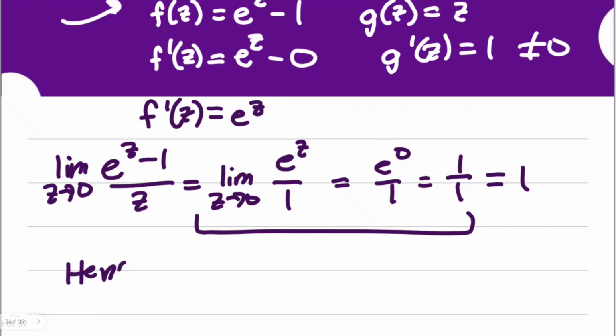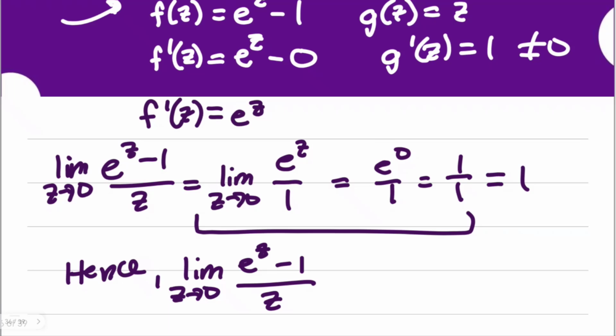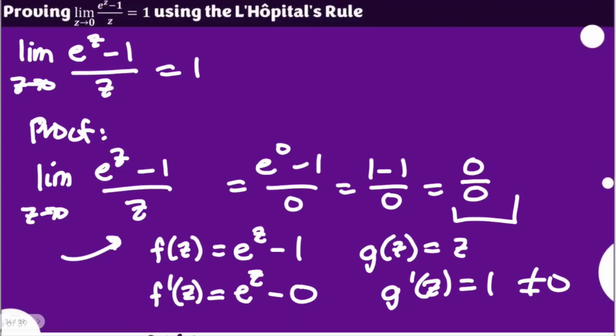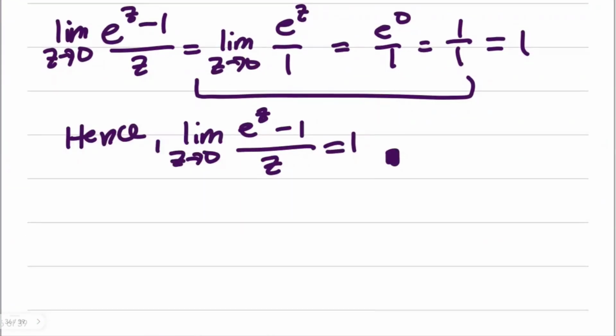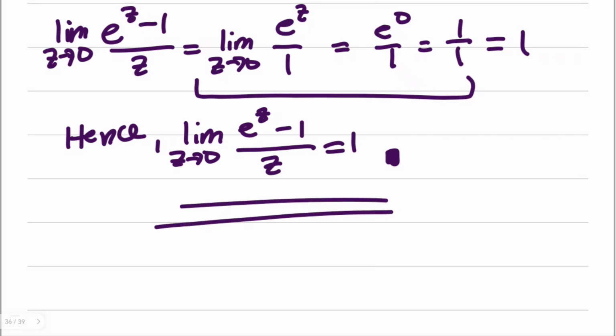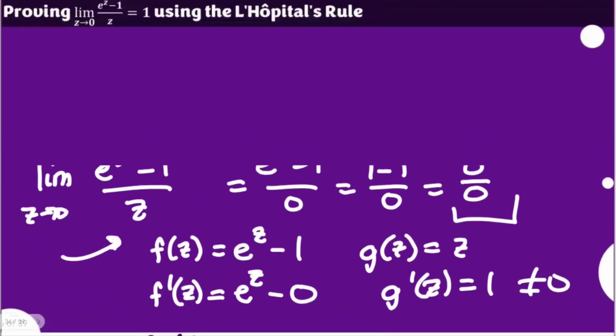Hence, we have shown that the limit of e to the power of z minus 1 over z as z approaches 0 is equal to 1 using L'Hopital's rule. This was the given identity earlier, so this is additional proof. Again, the proof for calculus used x instead of z, but now for complex numbers, this identity is further proven to be true. And of course, as we look into that later on, we can use that in future examples as well.